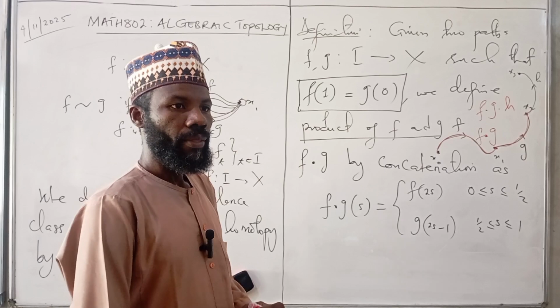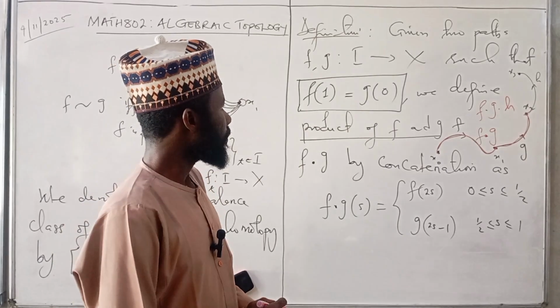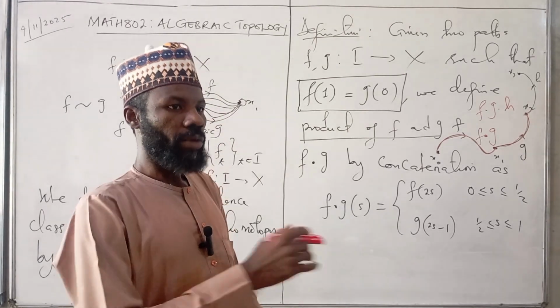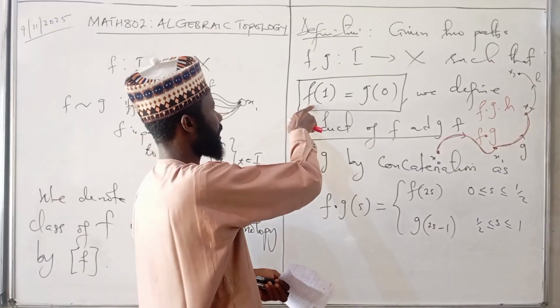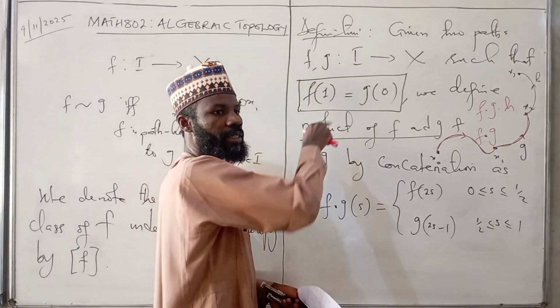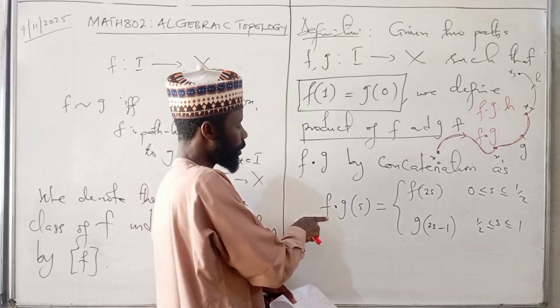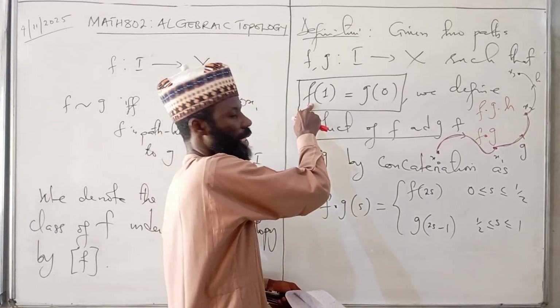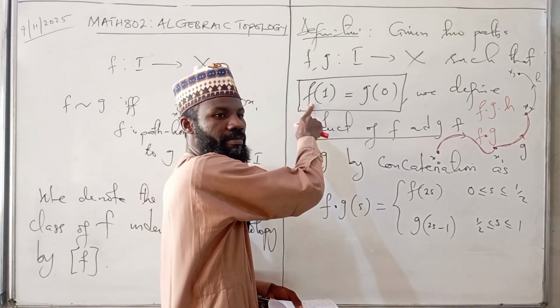How do you know that f of 1 is... well, no, it's a condition. It's a restriction to the definition. It's a condition you have to check. We are not saying we know. Before you define the product, you have to check that this is satisfied.